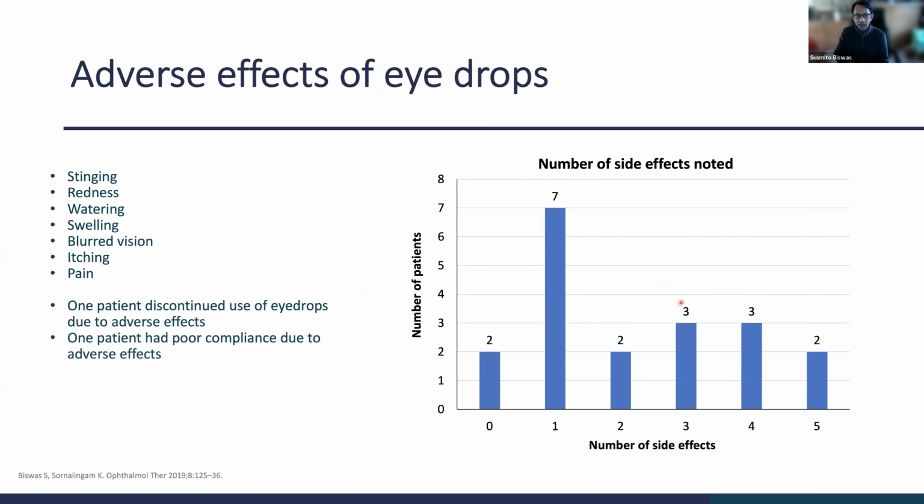And one of the issues that many patients will tell us about is the side effects, and that's the stinging of the eye drops. The eyes tend to go red, they get a bit watery. There's a bit of swelling of the eyelids, blurred vision, itching and pain. And you can see that of our patients, most patients will have at least one side effect, but many have multiple side effects from using the eye drops.